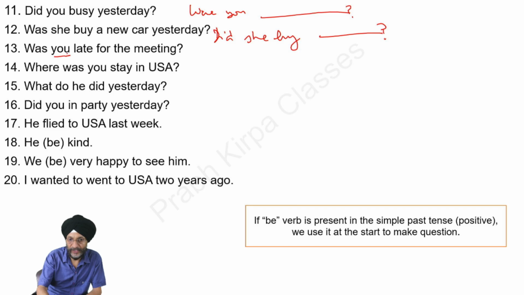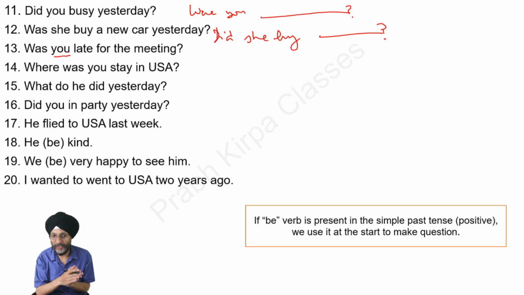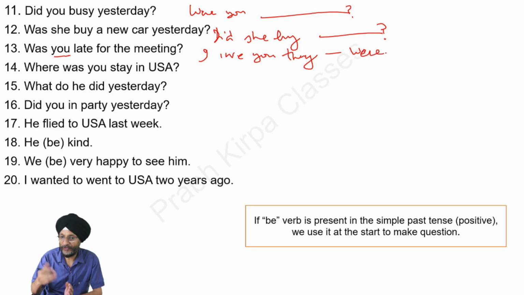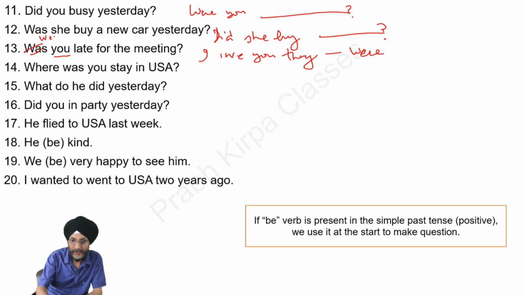As I already told you earlier, when the subject is I, we, you, or they, we have to use the helping verb were. In case of he, she, it, we have to use was. Here you will see that you is here and we will use were. Were you late for the meeting?